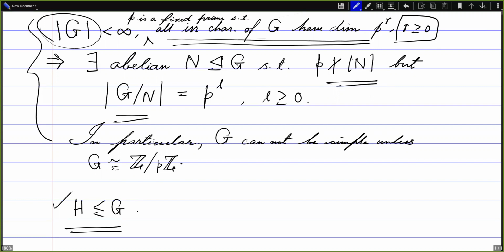So the reason for which we have some hope is precisely our Clifford's theorem that we have seen earlier. So let me just explain. Suppose H is a subgroup of G, and let's assume that psi 1, psi 2, up to psi L are all irreducible characters of H.